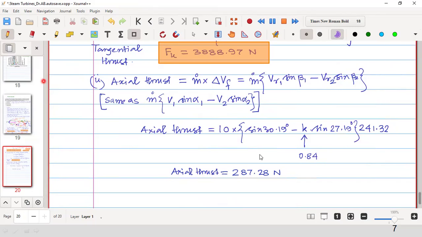VR1 sin beta 1 minus VR2 sin beta 2, how is this delta Vf coming? Tell me. It is the change of velocity delta Vf in the axial direction.